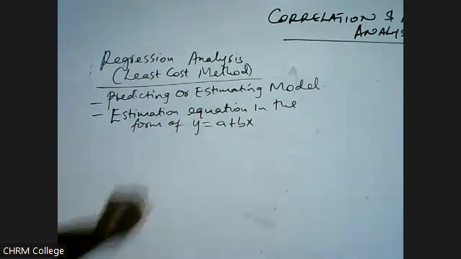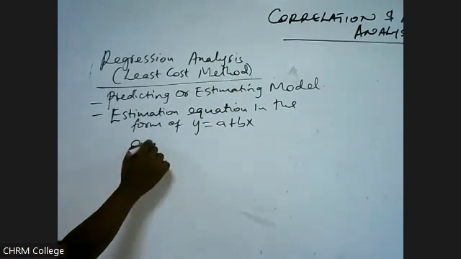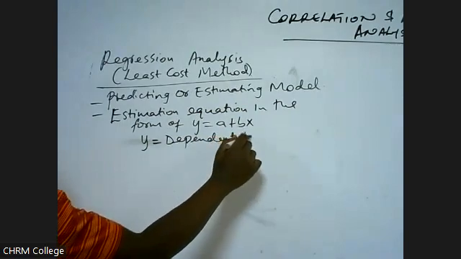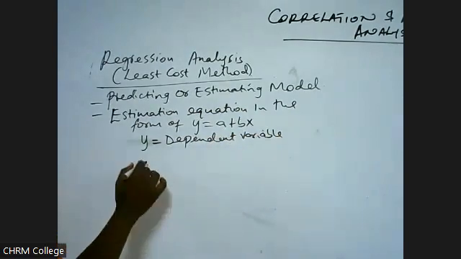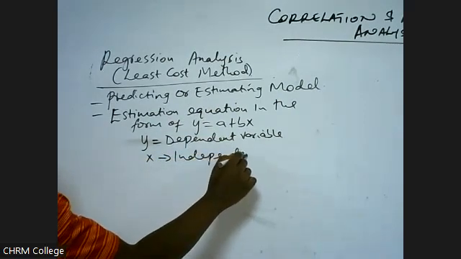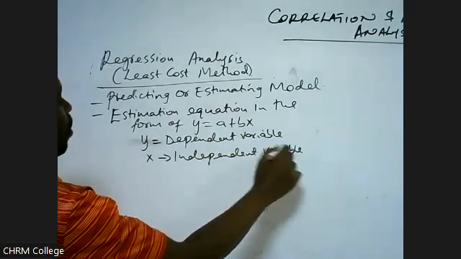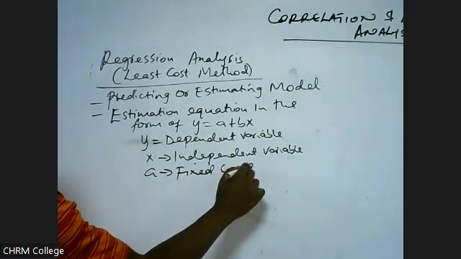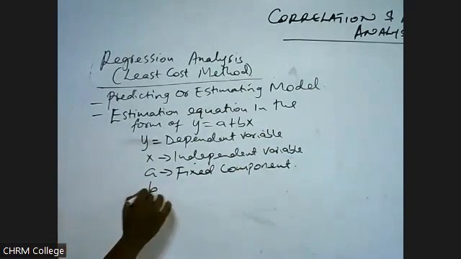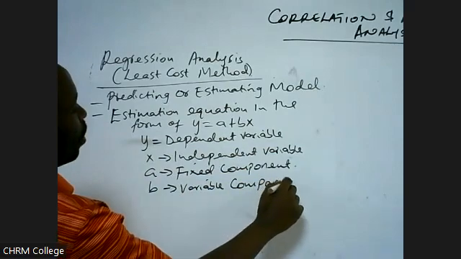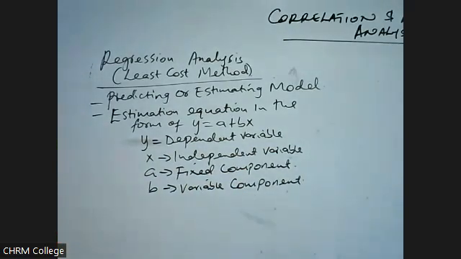This is the estimation equation, where, let me start with y. Y is the dependent variable. X is the independent variable. A is the fixed component. B is the variable component.